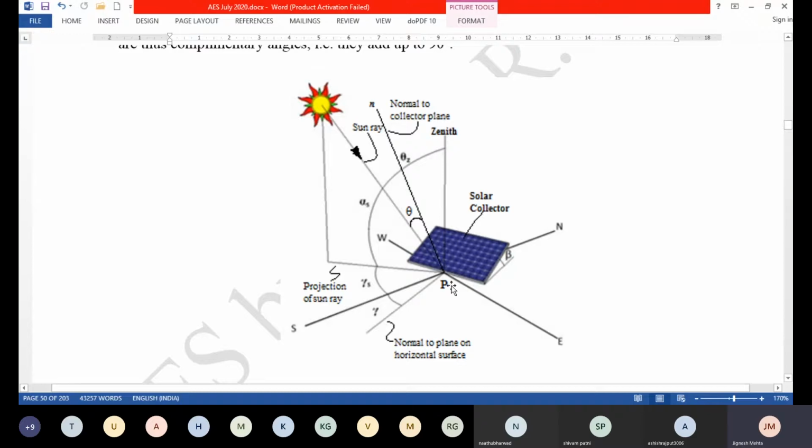And this sun ray, you can see, and its projection on the horizontal plane. So the projection of the sun ray on horizontal plane makes an angle, you can see gamma s with the north south line, and that angle is called solar azimuth angle. And that angle again, if it is towards west, then it will be negative, and if it is towards east, then it will be positive. So in this case, this gamma s value would be negative.